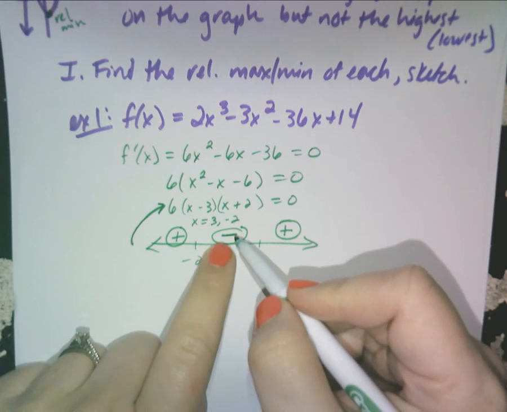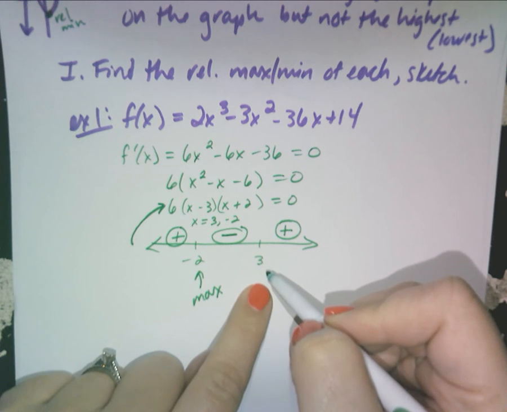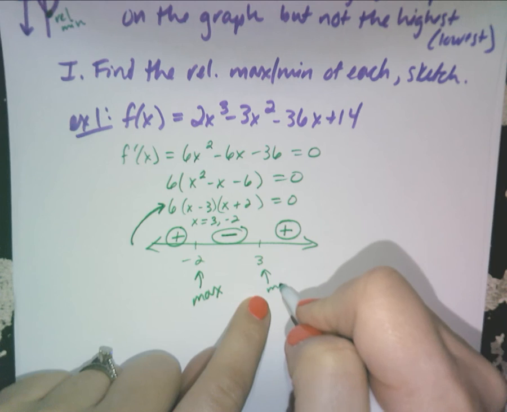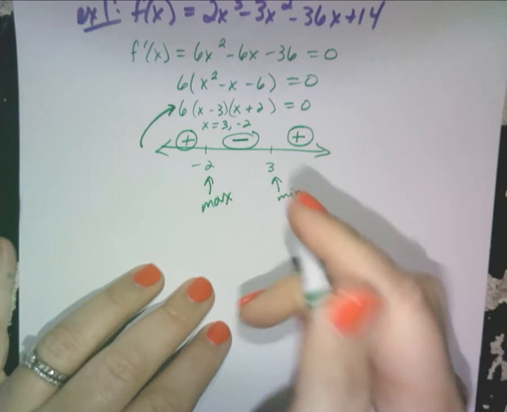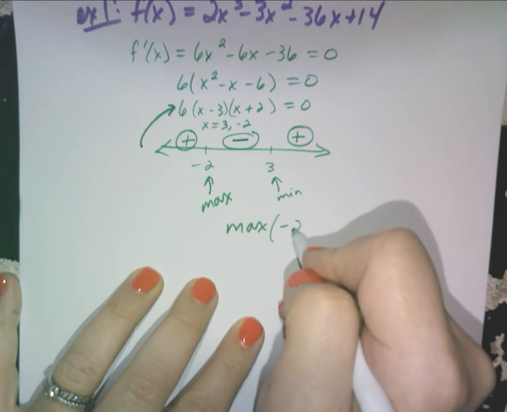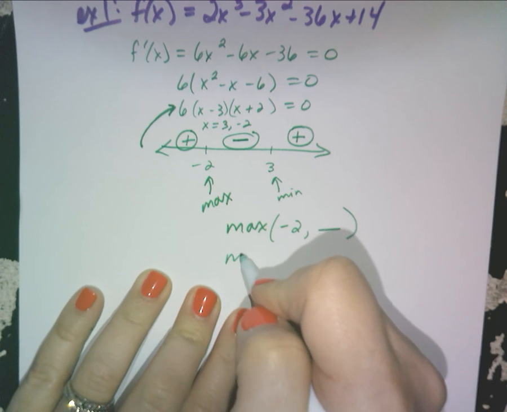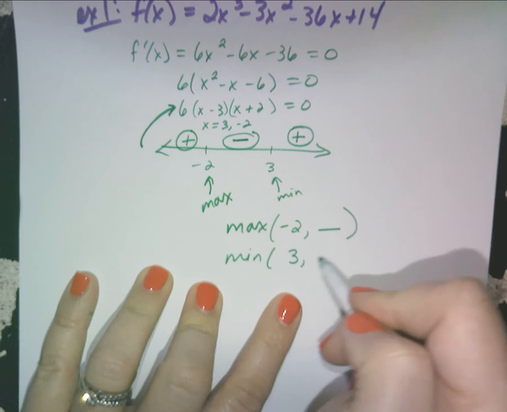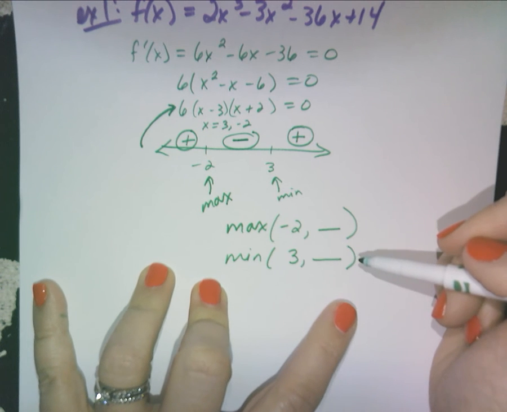For 3, I'm going from a decrease to an increase. What's that then? That's the min. So you now know that the max, or a relative max, is located at -2, but you have to tell me the y value. You know that the min is located at 3, but again, you have to tell me the y value. Where do you get that y value?